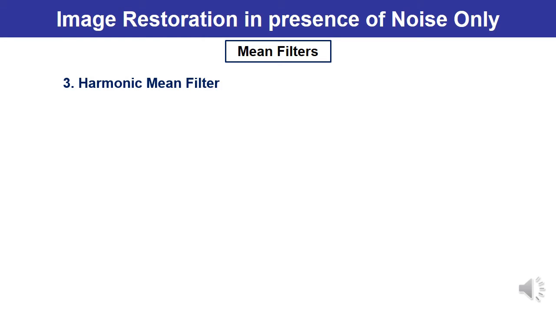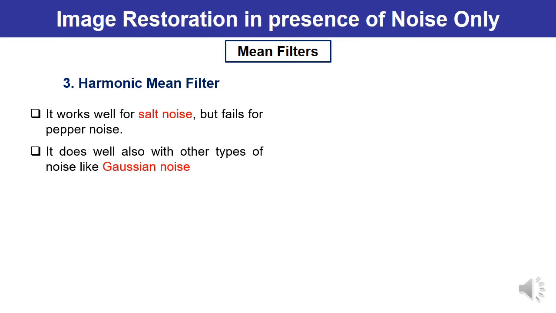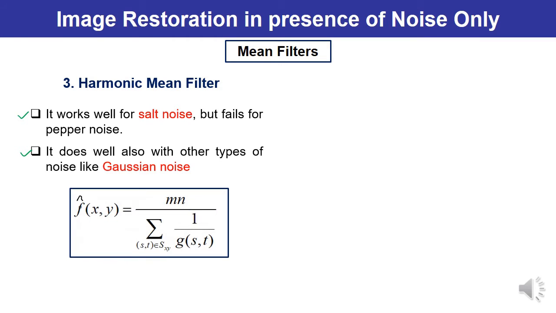Third type of mean filter is the harmonic mean filter. For a given set of numbers, you can very quickly calculate harmonic mean. Accordingly, the formula is implemented over here. So harmonic mean filter works well for salt noise, but it doesn't work well for pepper noise. Harmonic mean filter also works well with noise like Gaussian noise. And mathematically, it can be represented in this form: mn upon summation of all the terms 1 upon g(s,t).